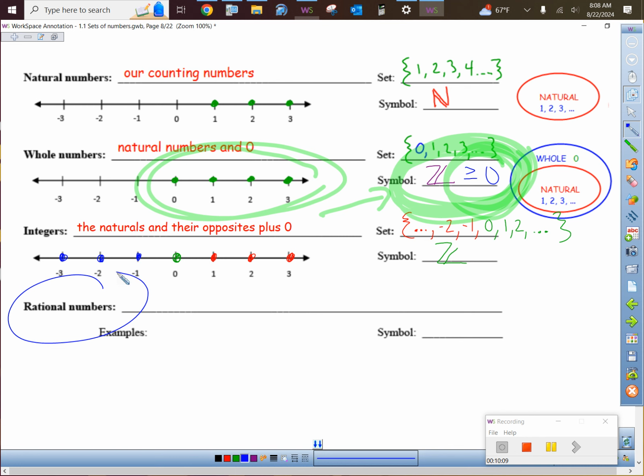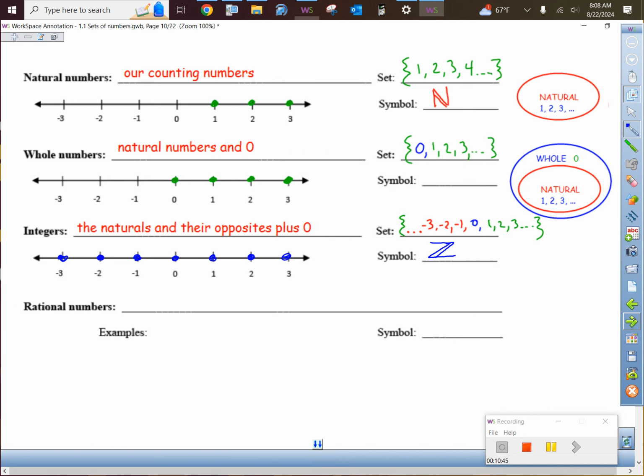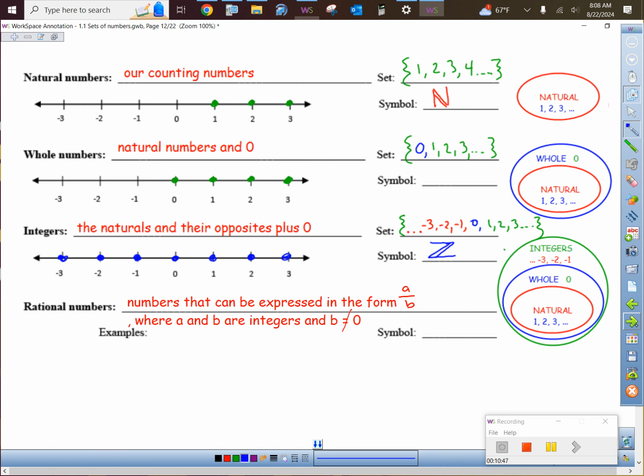It has a really, really complicated definition. So let's see what we got here for a definition. Numbers that can be expressed in the form a over b, where a and b are integers and b is, take a guess what that symbol means. It's an equal sign crossed out. Guess what that means? Not equal to, right? b is not equal to 0. So we'll write it down and then we'll discuss it. Numbers that can be expressed in the form a over b, where a and b are integers and b is not equal to 0. So like I said, that's fancy schmancy math talk right there.